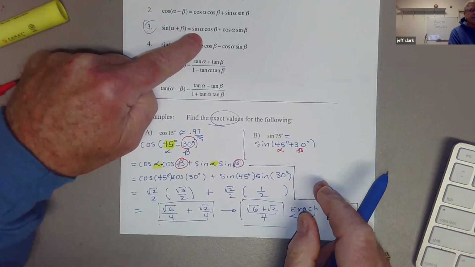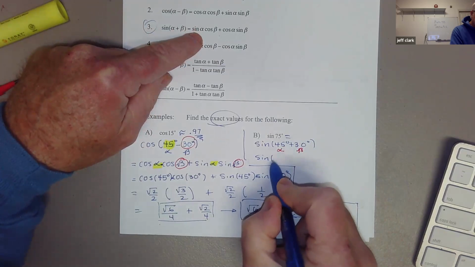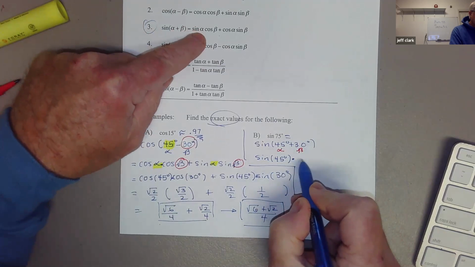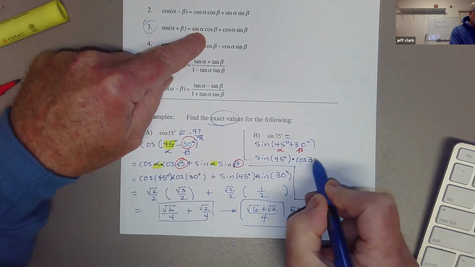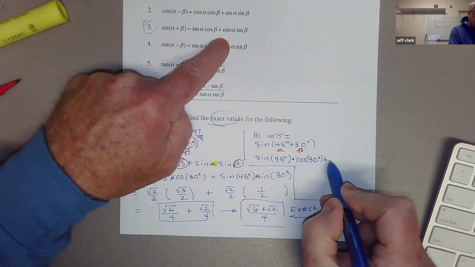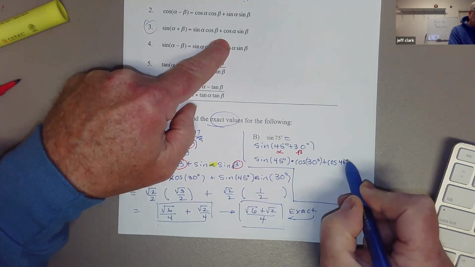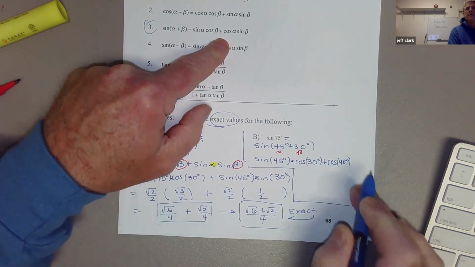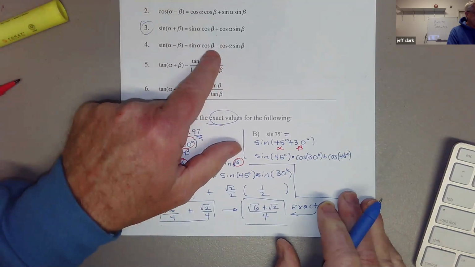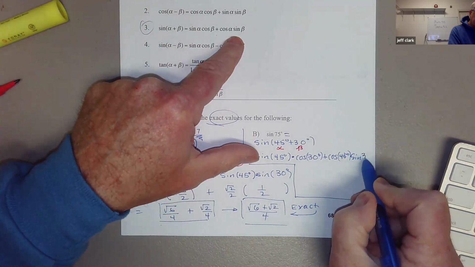So I'm looking here at the little formula. We have to start off with sine of alpha. And so that's sine of 45 degrees, and then times cosine of the 30 degrees. And then put a plus sign. And then cosine of 45, and then finally sine of 30 degrees.